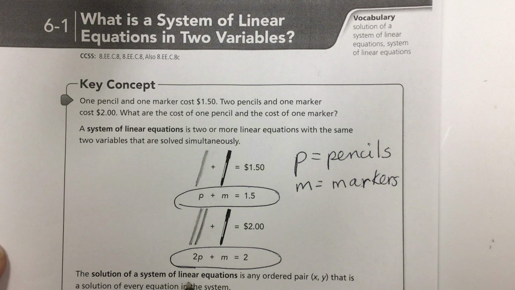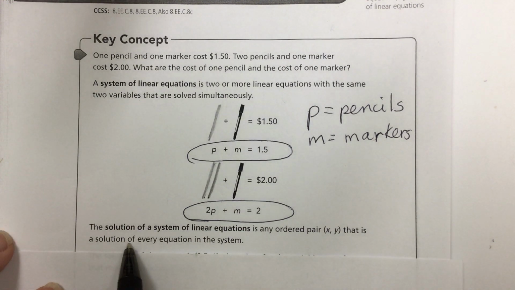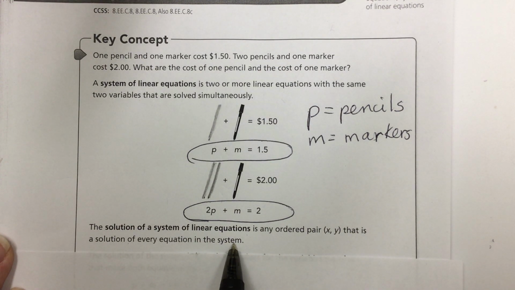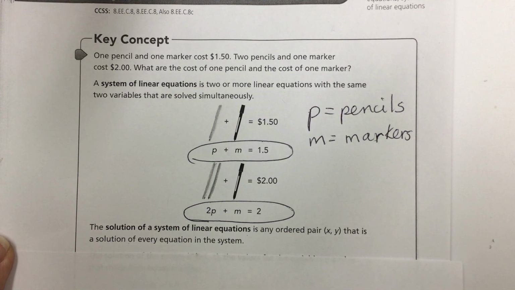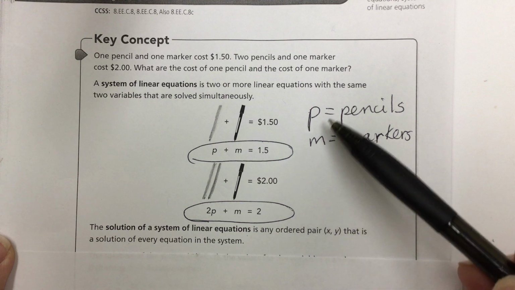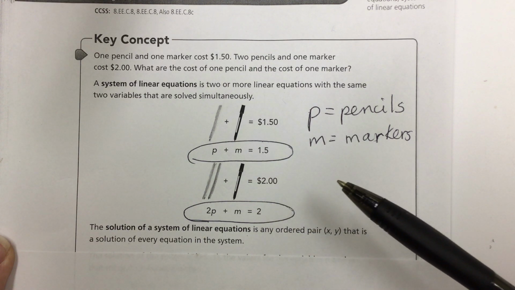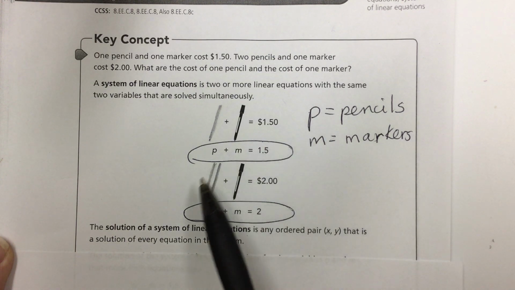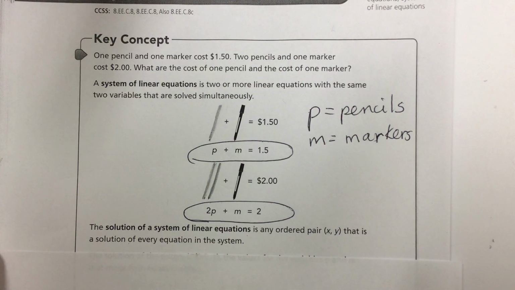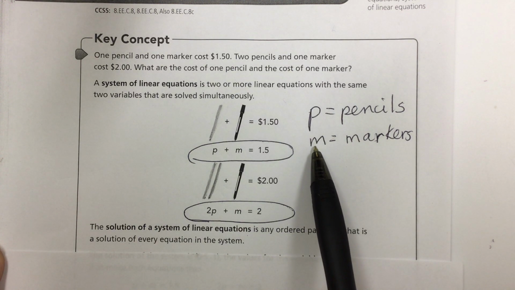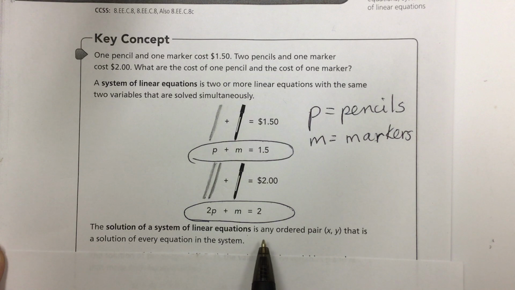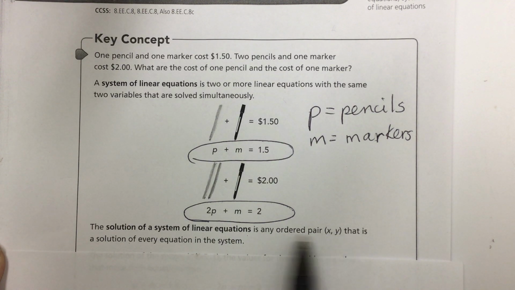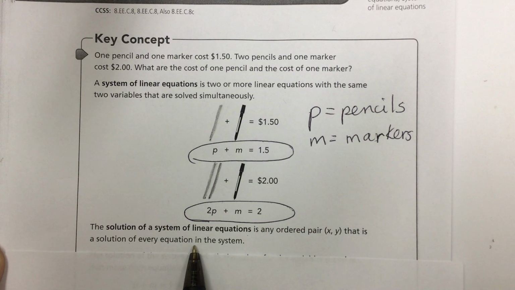The solution of a system of linear equations is any ordered pair, x, y, that is a solution of every equation in the system. So, the solution will be where these two lines touch. If we were graphing them, it would be where the two lines touch. Now, whether you've got a p and an m or whether you have an x and a y, they're both still linear equations. You don't have to use just an x and a y. You see here we have a linear equation with p and m. But the solution of a system of linear equations is any ordered pair, x, y, that is the solution of every equation in the system.